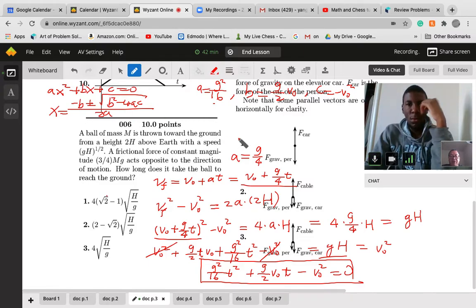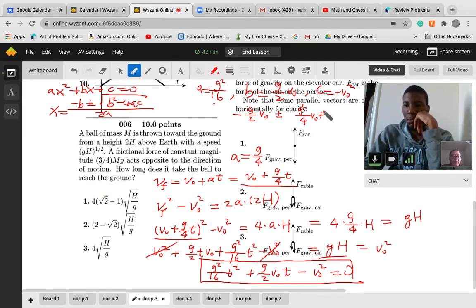Then you plug into this formula, and you get negative b, that's negative g over 2 times v0, plus or minus the square root of b squared, that will be g squared over 4 times v0 squared, then minus, minus times minus will be plus, 4 times this, that will be g squared over 4 times v0 squared. Then this square root is divided by 2 times a, that is g squared over 16. Okay, now we need to simplify this.